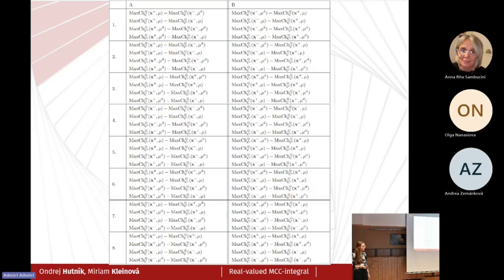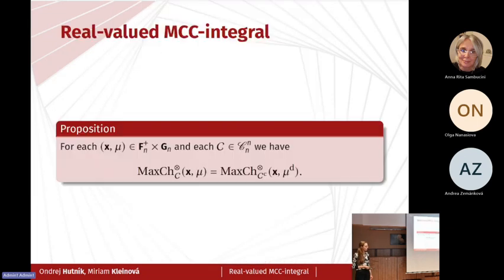There are 64 possibilities, but columns A and B differ only in sign. And also we can say that the 7th and 8th blocks are equal to 0. Therefore, there are 24 functionals. We should also say that functionals in one box give the same results because of this proposition. The MCC integral with respect to a chain and a game is equal to the MCC integral with respect to the complementary chain and complementary game.